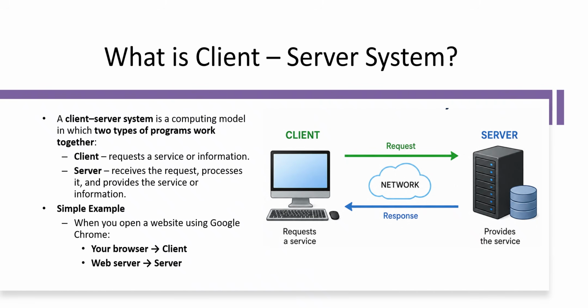Now let us understand what is a client server system. A client server system is a computing model in which two types of programs work together. They are the client and the server. The client is a program that requests a service or information. A server is a program that receives the request, processes the request, and provides the required service or information.